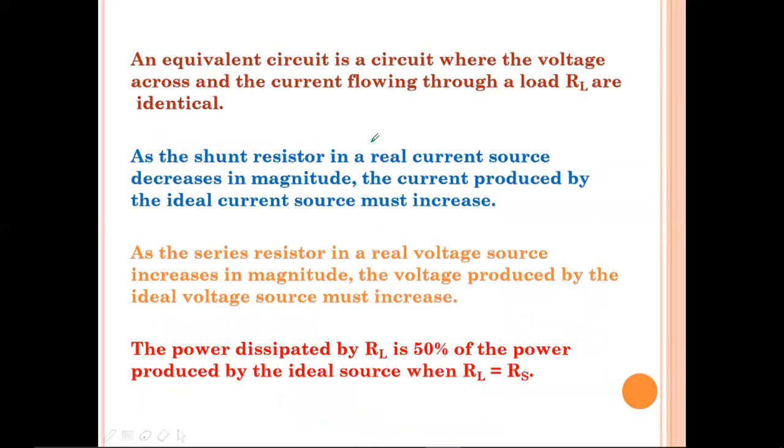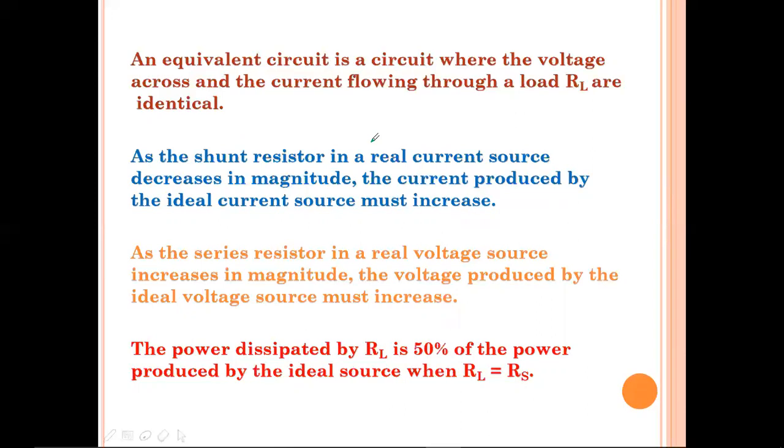So please, these 4 points are very important. Try to write down these points. First point: an equivalent circuit is a circuit where the voltage across and the current flowing through a load RL are identical. As the shunt resistor in a real current source decreases in magnitude, the current produced by the ideal current source must increase. As the series resistor in a real voltage source increases in magnitude, the voltage produced by the ideal voltage source must increase.